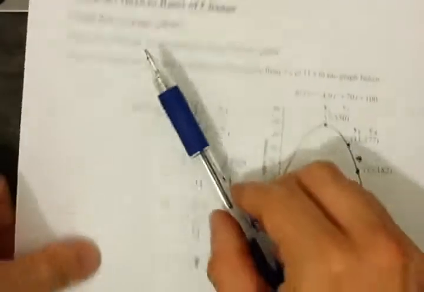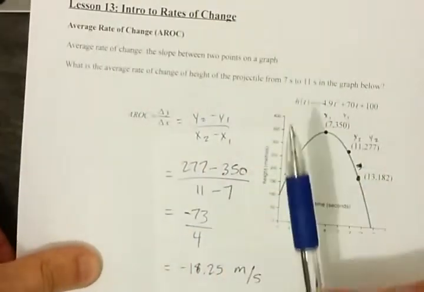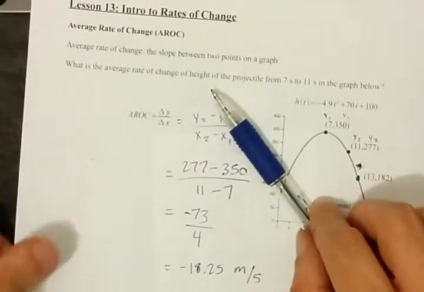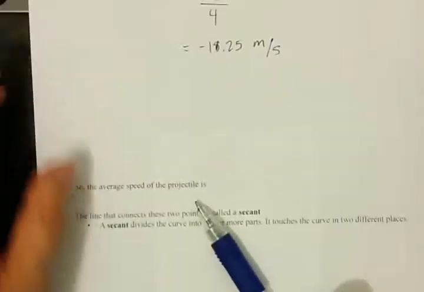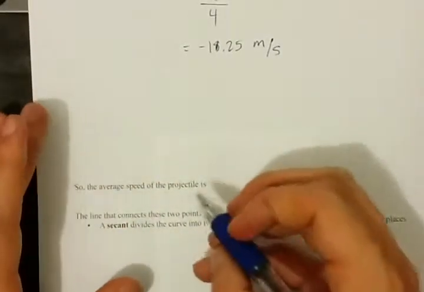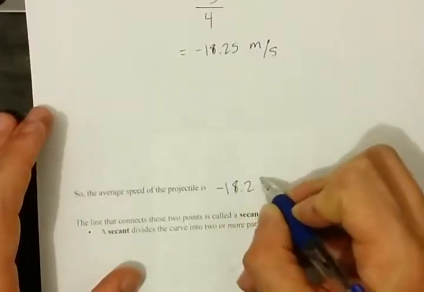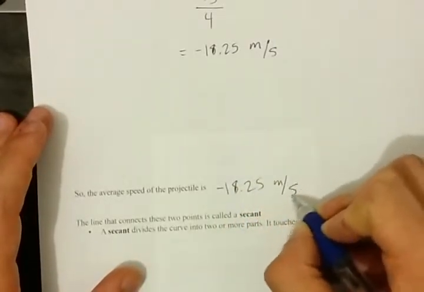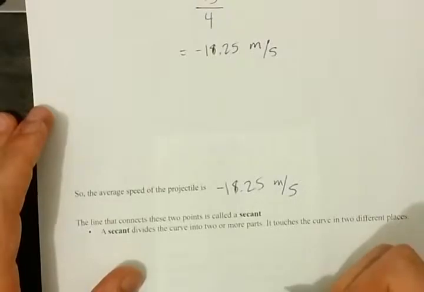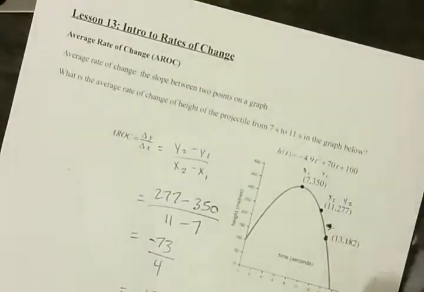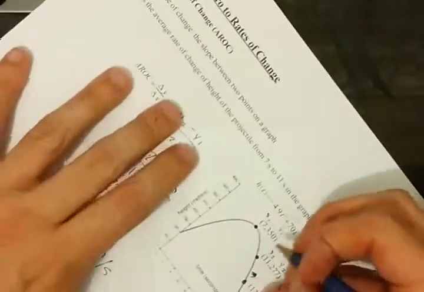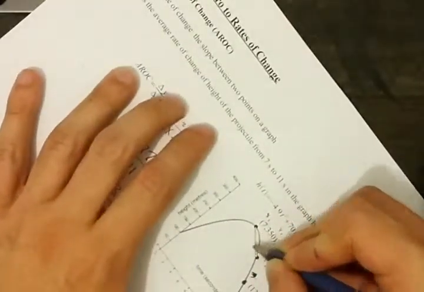My point is, if they ask for average rate of change, they're looking for the slope between 2 points, and it's the easiest thing ever. So the average speed of the projectile from 7 to 11 seconds is negative 18.25 meters per second. Pretty sweet. Now, that slope that we found is actually the slope of the line that connects the 2 points.